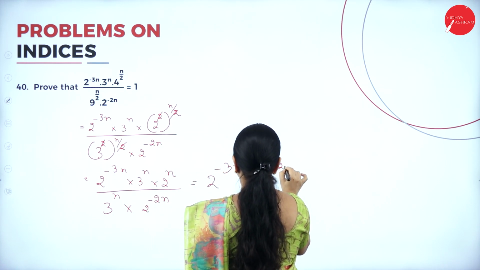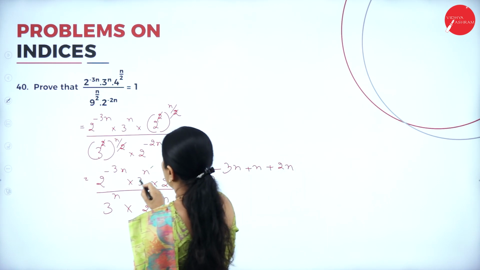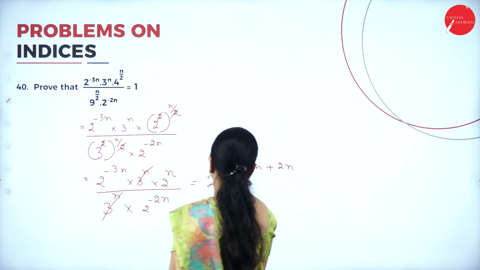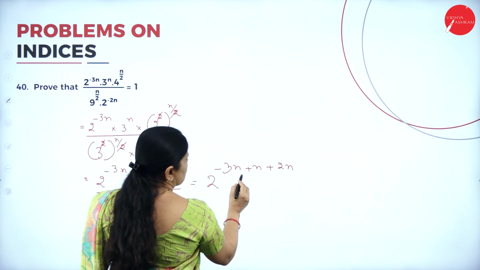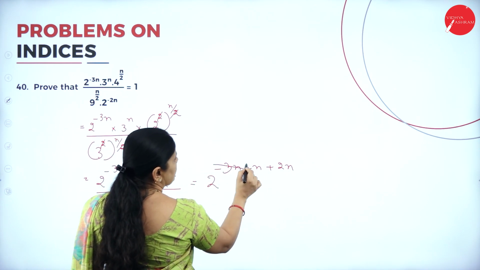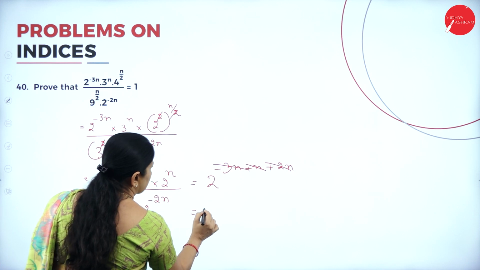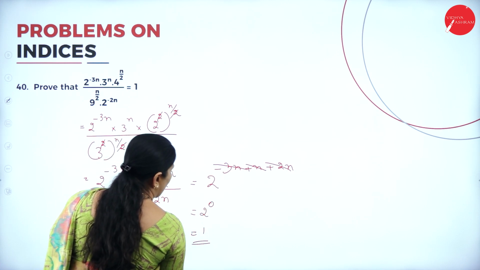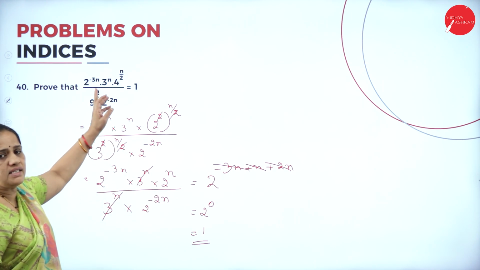plus 2n. So, 3n gets cancelled. So, 2n plus n is 3n. So, plus 3n minus 3n gets cancelled. So, 2 to the power of 0, that is 1. So, we get the answer as 1.